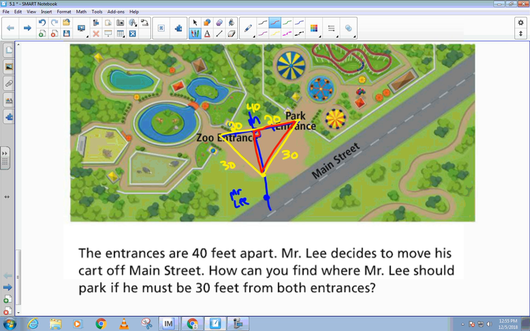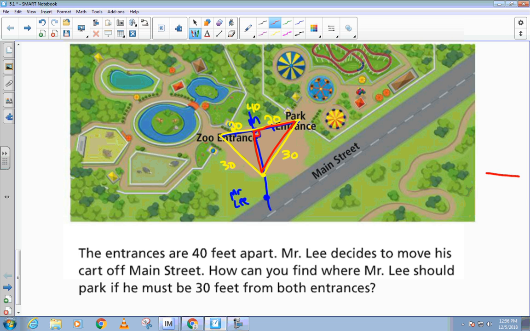It's a right triangle. That should be a really big clue. Not necessarily 45, because it's not limited to the isosceles. I don't know how far to go down, but I know that I want to be in a spot that's 30 feet away from both entrances. Yay! The Pythagorean theorem. If you have a right triangle and you know two sides of it, you do the Pythagorean theorem to find the third side.